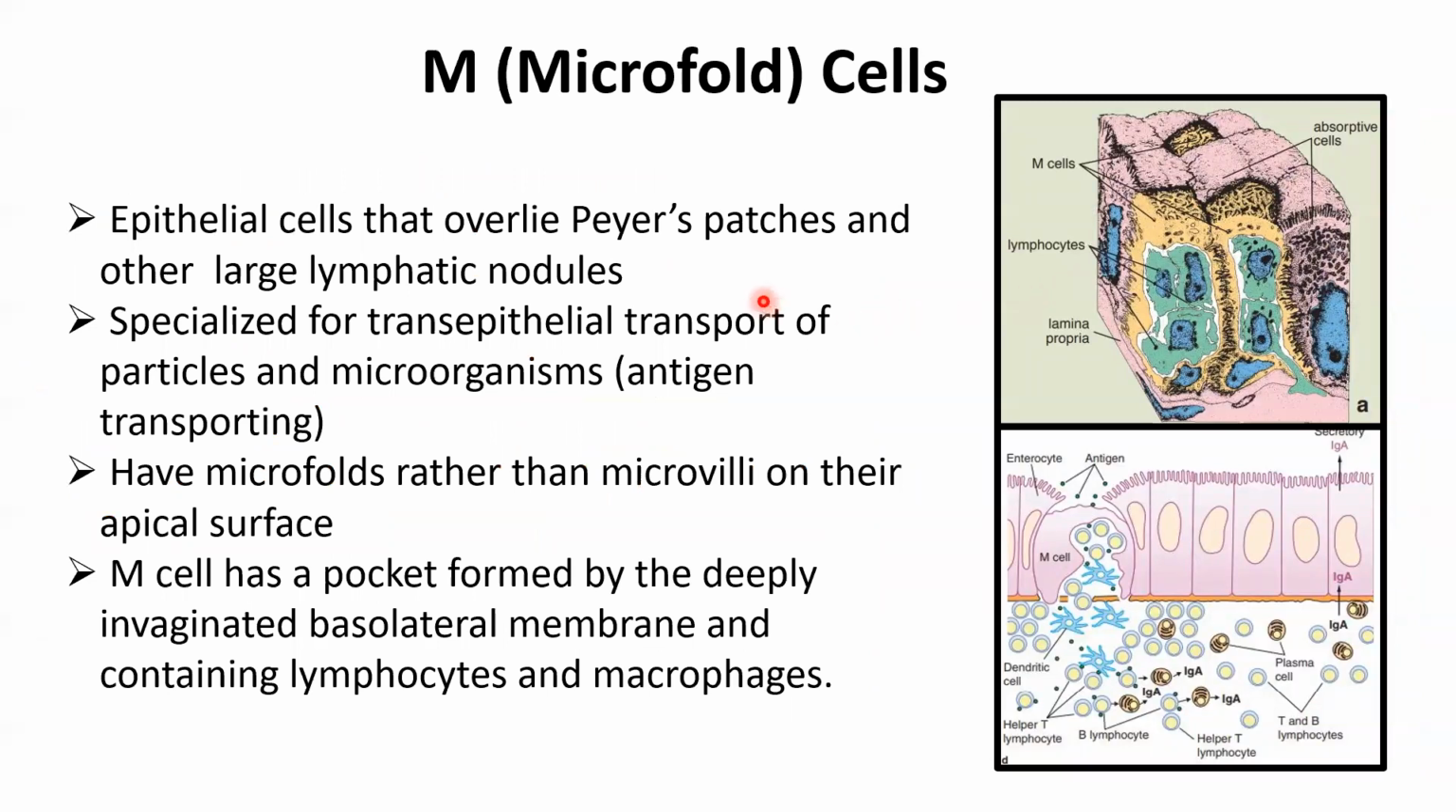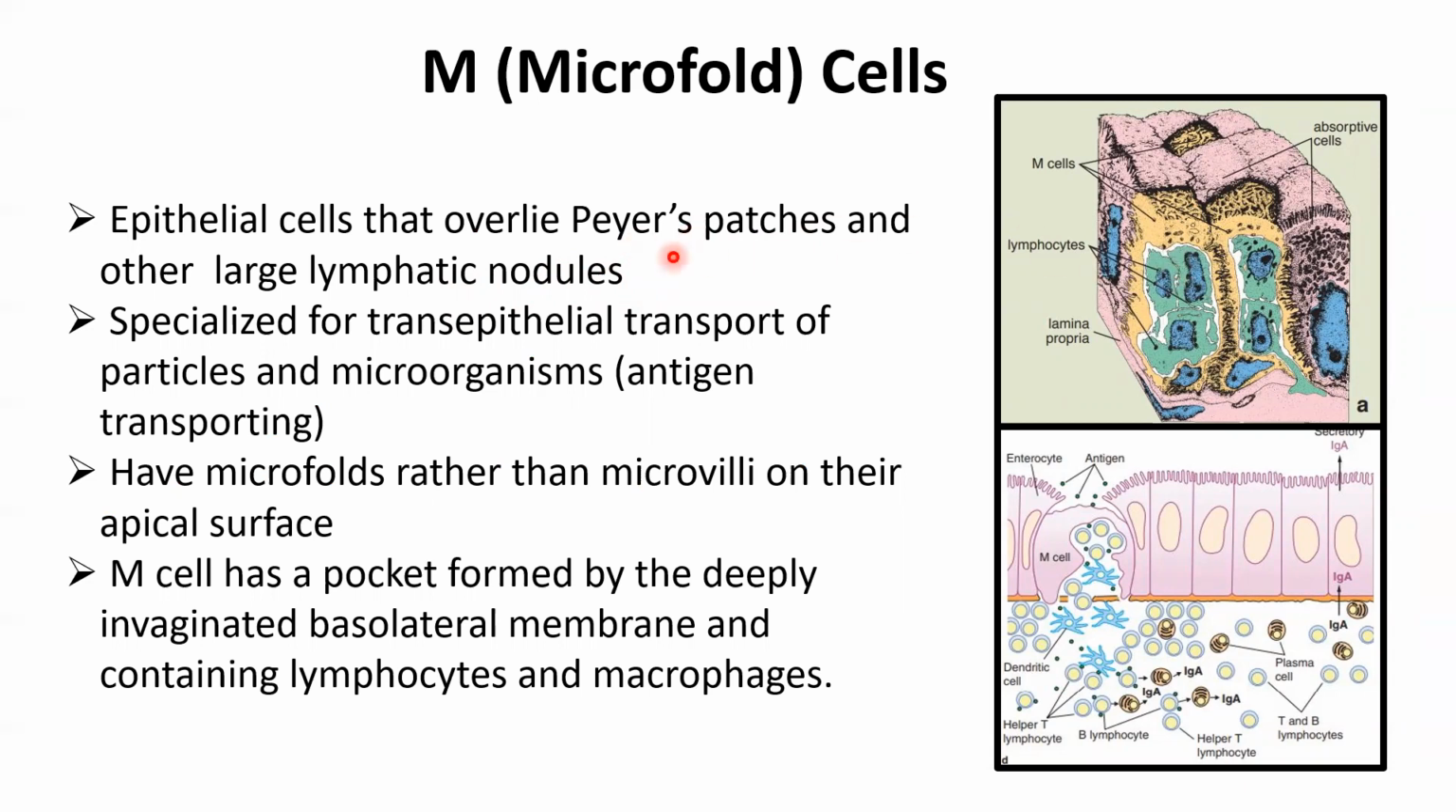Next, we have those M cells, microfold. You cannot see those on the light microscope, so you just need to know how they look theoretically. These are epithelial cells that overlie Peyer's patches and other large lymphatic nodules. We have some more lymphatic nodules and lymphatic cells in the lamina propria, in the intestine and other organs, and we can find those M cells.